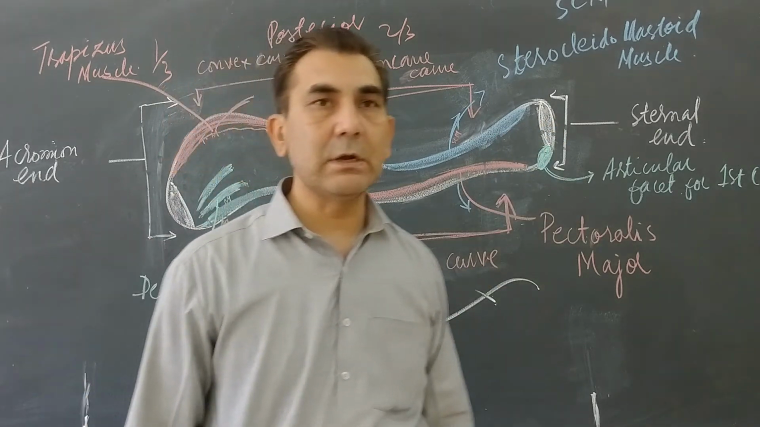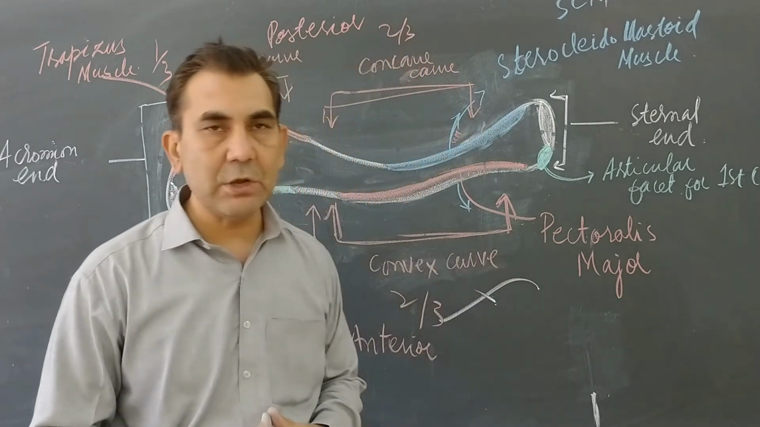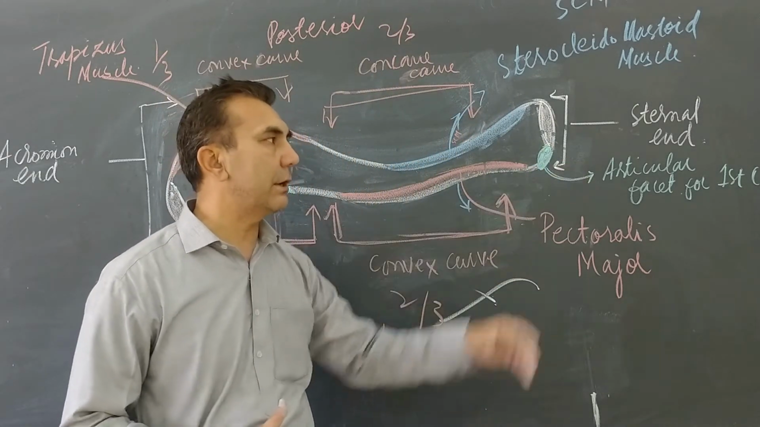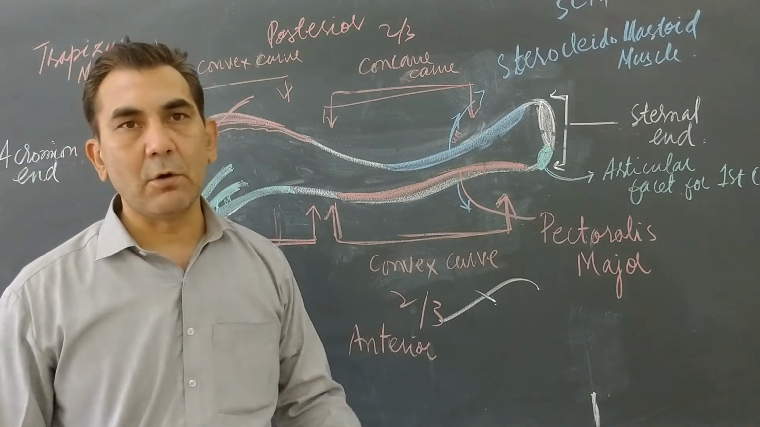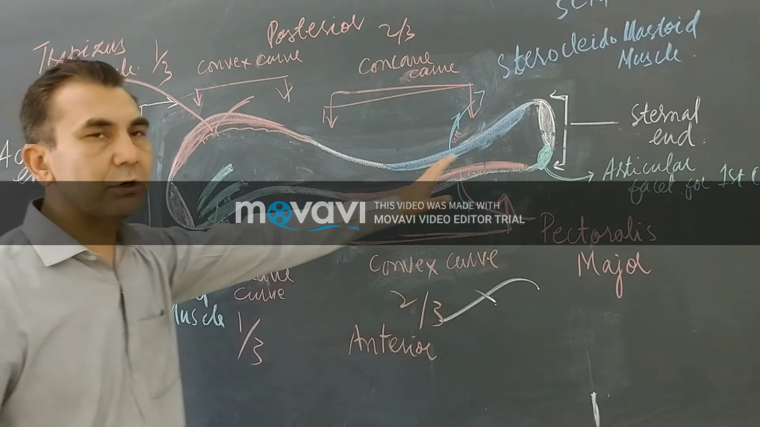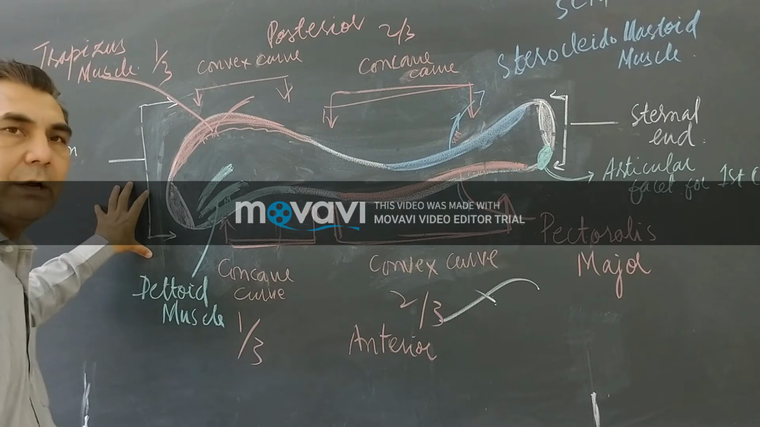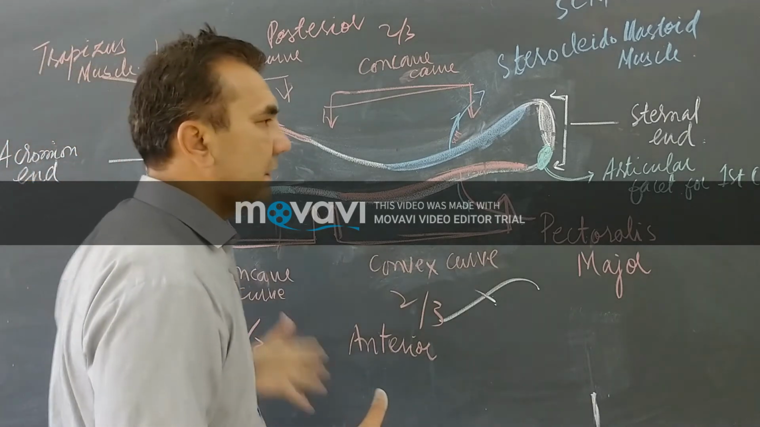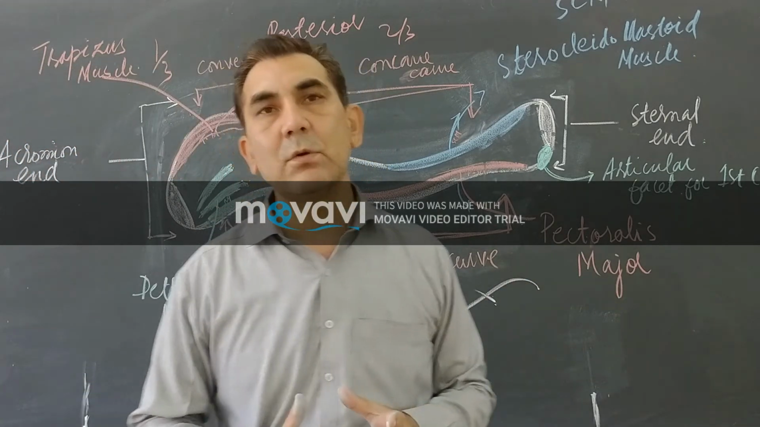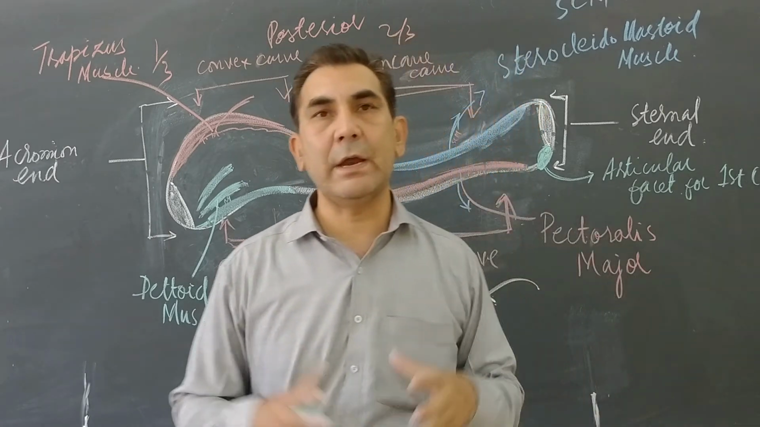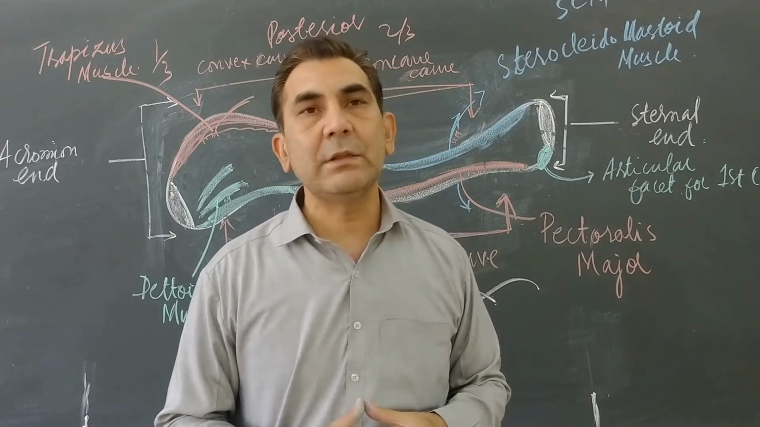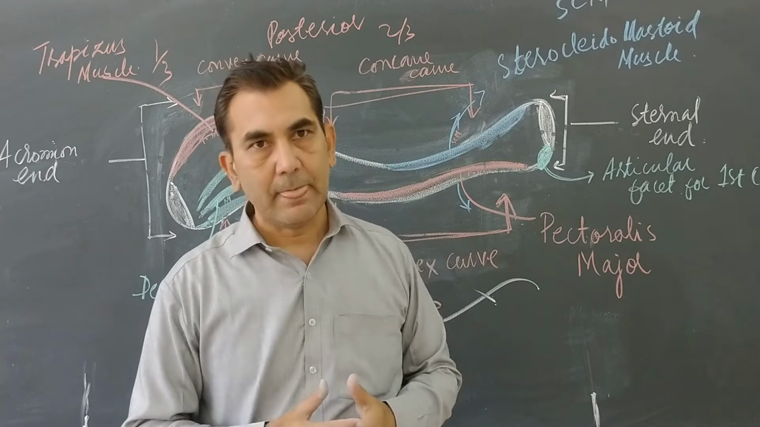The external end of the clavicle is a little bit rounded in shape, and it articulates with the manubrium of the sternum to make the sternoclavicular joint. And the acromion end of the clavicle bone is a little bit flattened in shape, and it joins with the acromion end of the scapula to make the acromioclavicular joint.